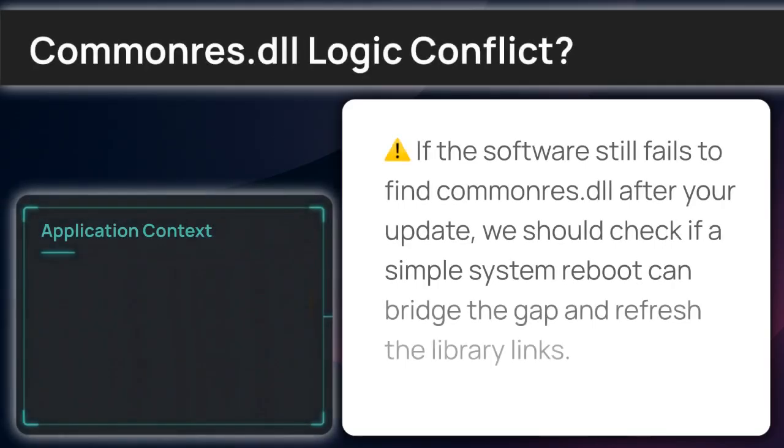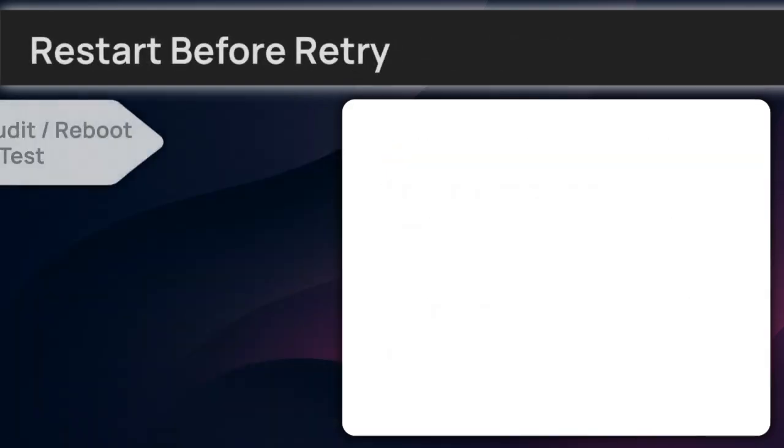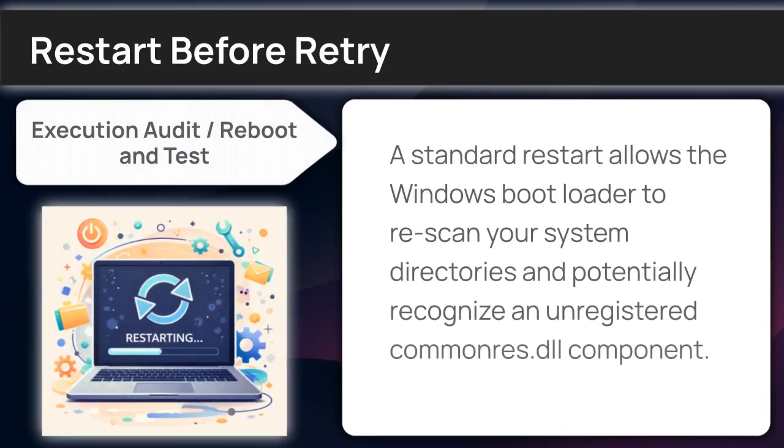In the event the error remains visible, it indicates we need to verify the environment's ability to register new shared resources. A full system restart ensures that no background processes are currently locking the commonres library file. A fresh boot allows Windows to reinitialize its library map from a clean state.